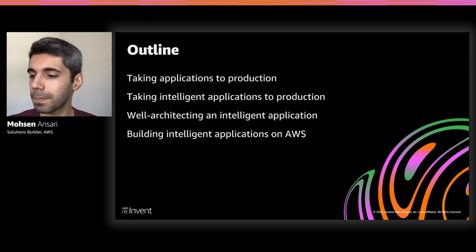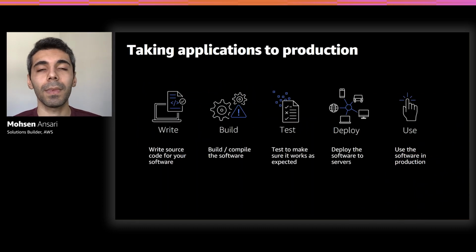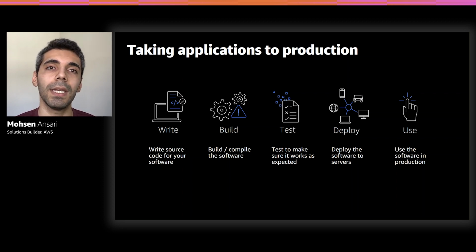Here, when I refer to intelligent applications, I mean any application that has some component of AI or ML inside of it. So when you want to build a software application and take it from development environment to production, you usually go through 5 main steps. First, you need to write your application in the development phase, and then you need to build it, and then you need to test it, and once the testing is done, you deploy it on the servers, and then you serve that application to the users, and then the users can use it.